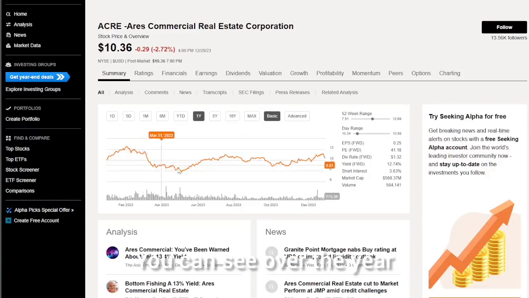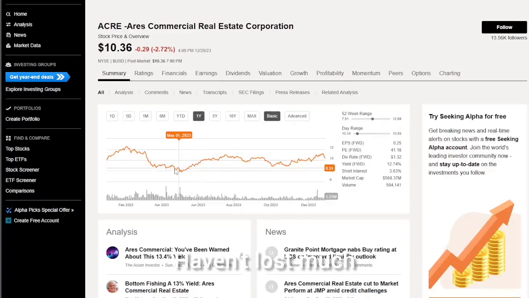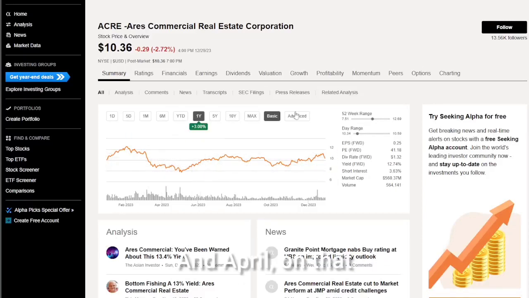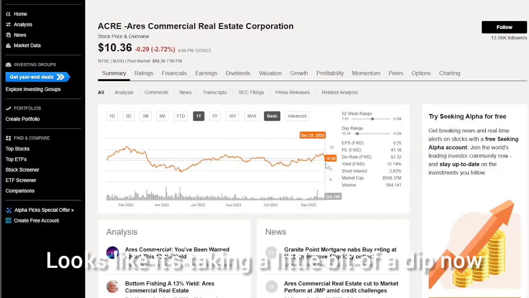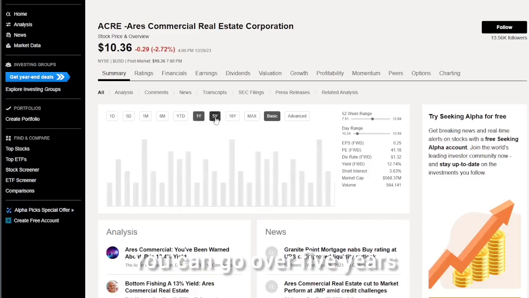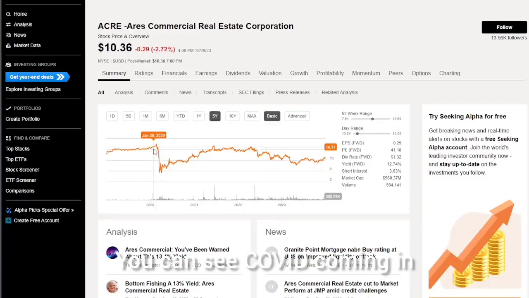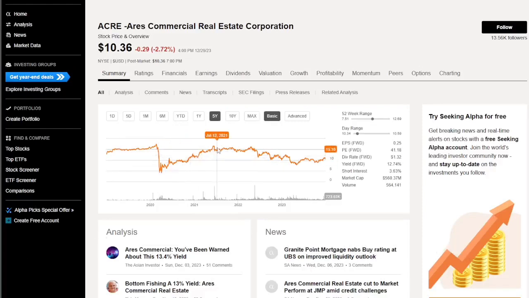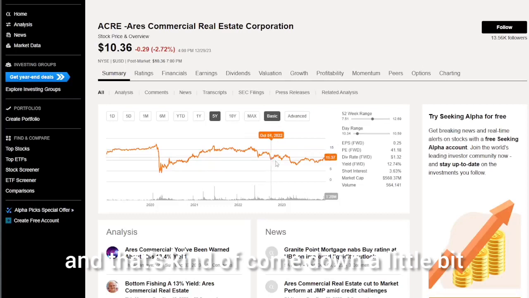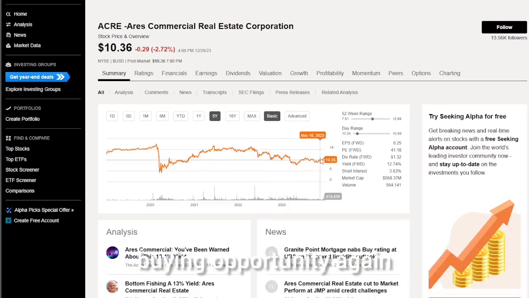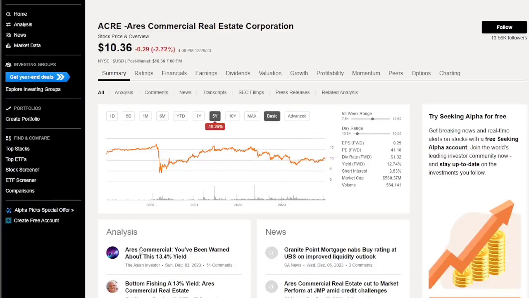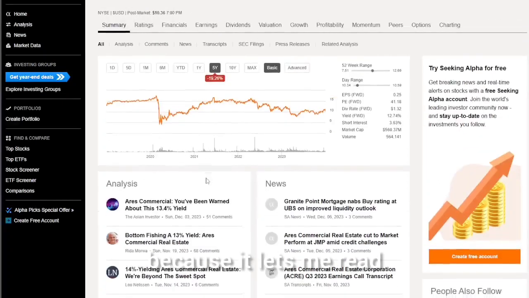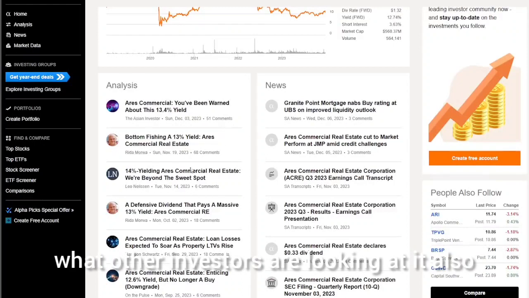You can see over the year it's been pretty much stable value. Haven't lost much, haven't gained much. There's been a couple buying opportunities here in April. Other than that it's been very stable. Looks like it's taking a little bit of a dip now. Then you can go over 5 years and see the major dips. You can see COVID coming in, taking the value down, becoming the best buying opportunity, and it returns back up to its price, and then it's come down a little bit, a buying opportunity again, and then kind of an upswing. And I like using Seeking Alpha because it lets me read what other investors are looking at.